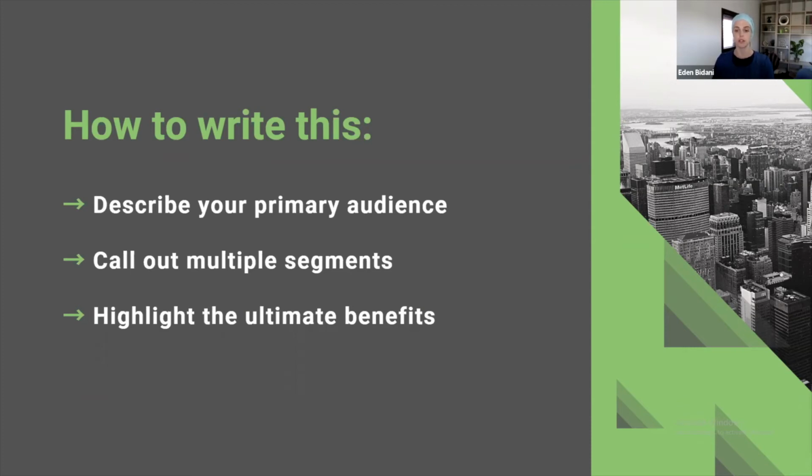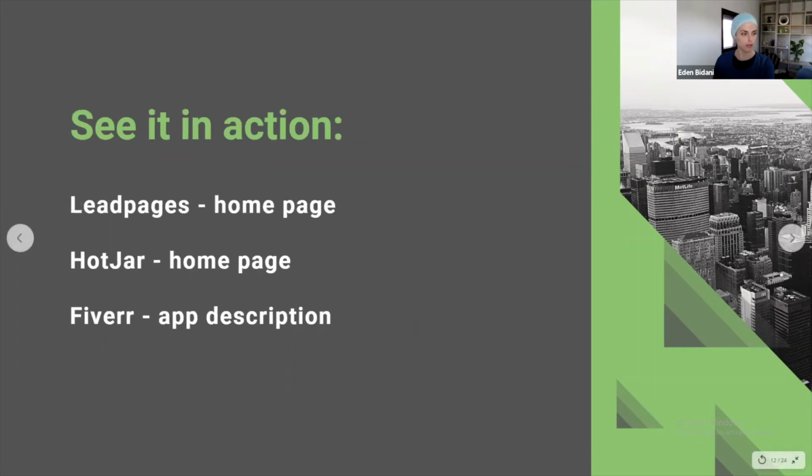Another way, of course, to do this is to highlight the number one benefit that your primary audience will get out of using your product. So this is a little more subtle. It means you're still calling out your primary audience, just in an indirect manner. So again, as I mentioned previously, here are some places where you can find some great examples of cementing the connection.